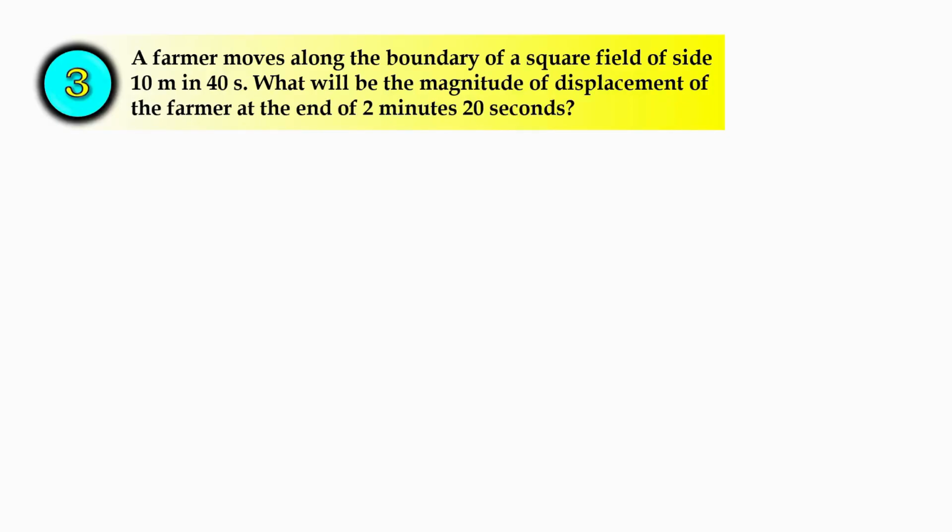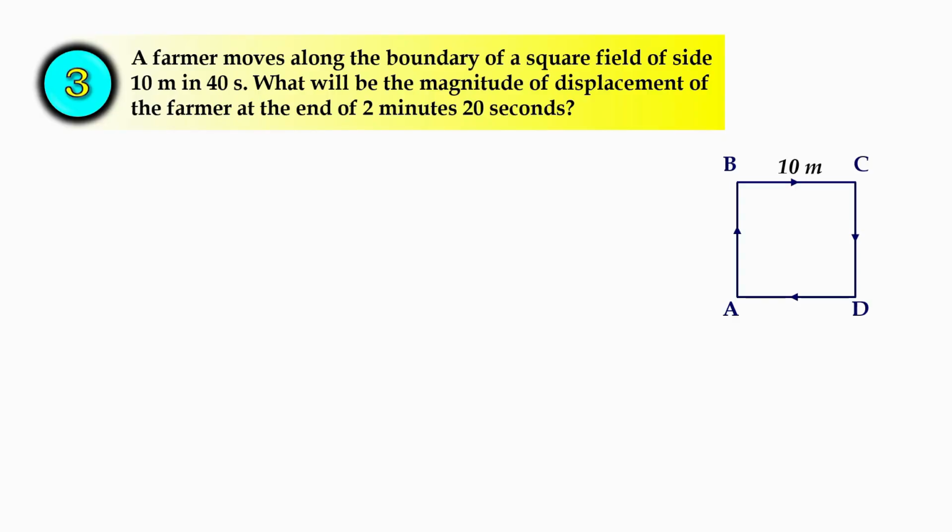Now let us solve the third numerical problem based on motion along the boundary of a field. A farmer moves along the boundary of a square field whose side is 10 meters. The farmer completes one round of the field in 40 seconds. We need to find the magnitude of displacement after 2 minutes 20 seconds.